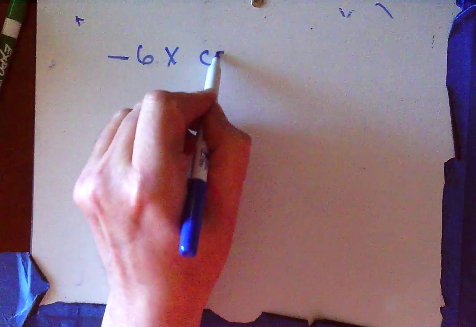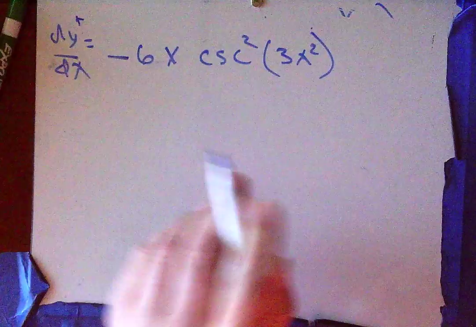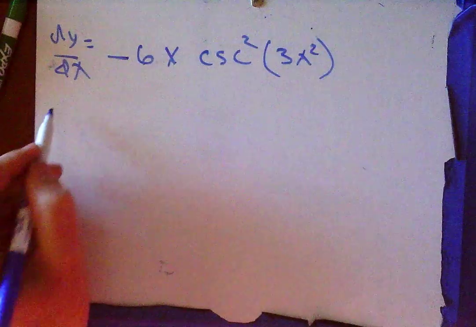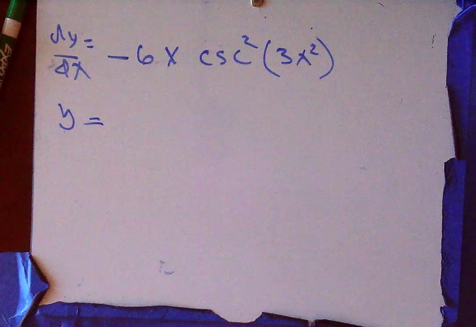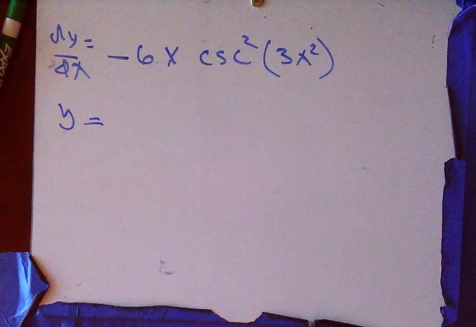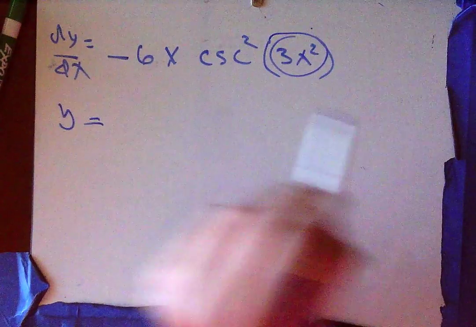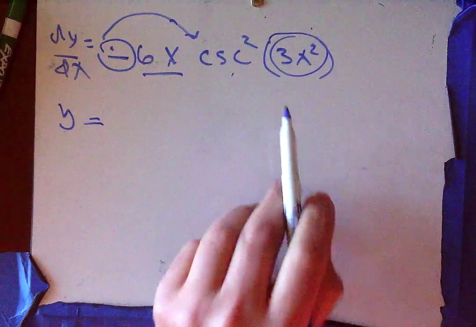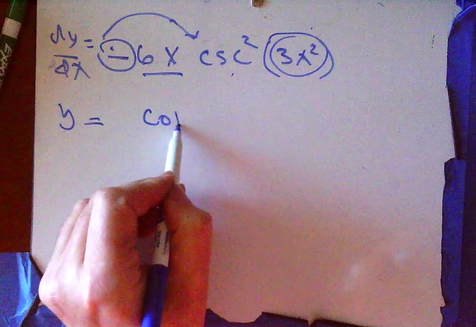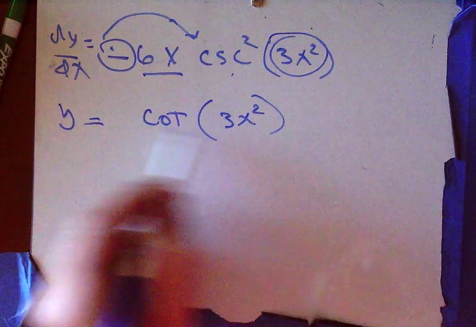6x cosecant squared. Ooh, yeah, there's a negative. 3x squared. Here's dy dx. Okay? So, what is y equal to here? Okay, so I see the derivative of this here. And this goes with that. Whose derivative is negative cosecant squared? Well, let's go tangent. And 3x squared. Okay, so this is my guess, plus c.